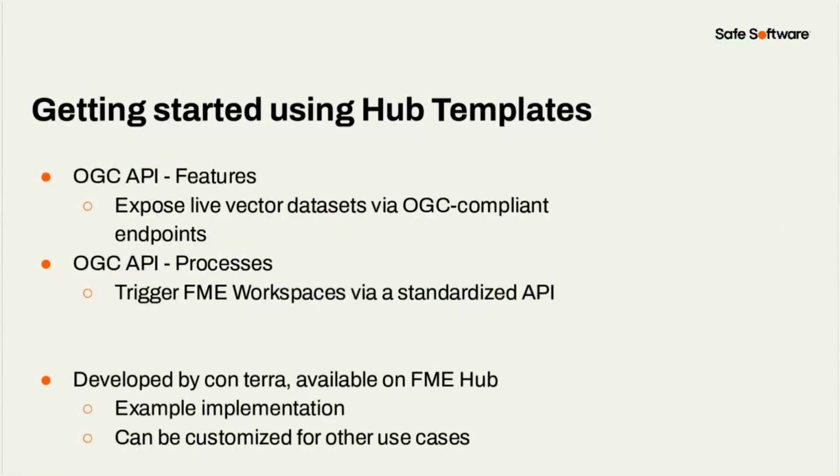So we thought we'd make it easier to get started, and therefore we created a few templates for the FME Hub. One of them is for the OGC API Features to expose live vector datasets, and the other one is for processes, because that's what FME is all about, starting processes online. And we try to do that using one of these standardized APIs. These templates are available for free on the FME Hub. You can simply download them as an FME project, import them, and the only necessary configuration you need to do is to provide your own FME Flow web connection. And of course, this is just an example implementation that can be customized for your own use cases. So if you like, have a look at them.